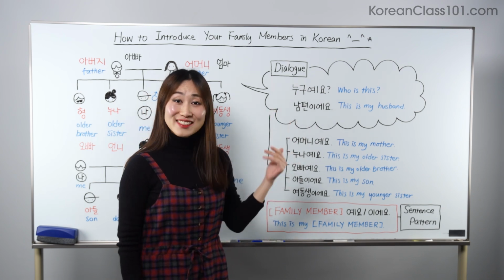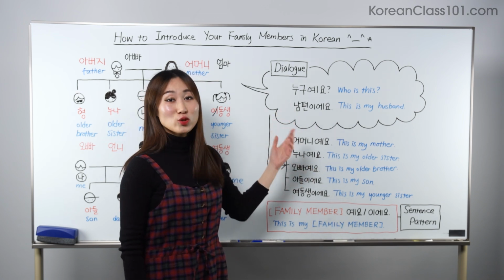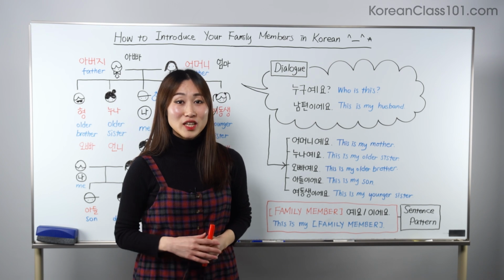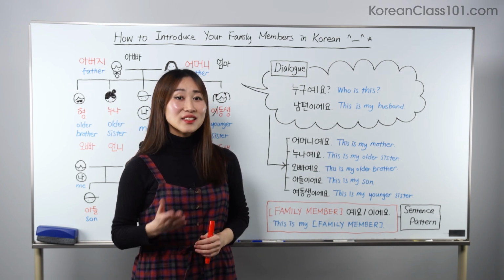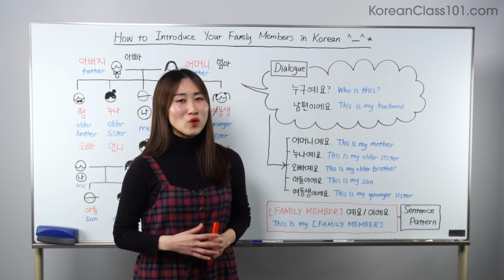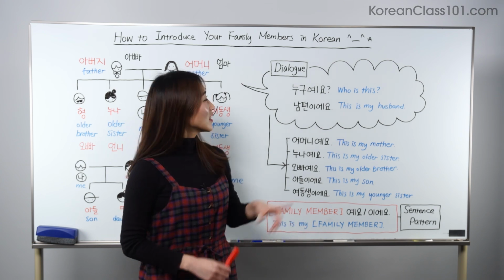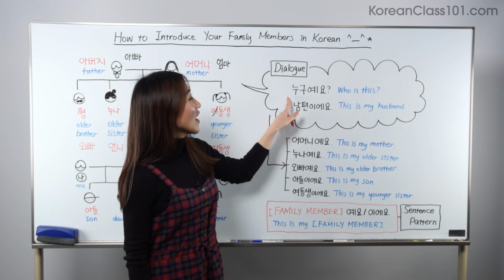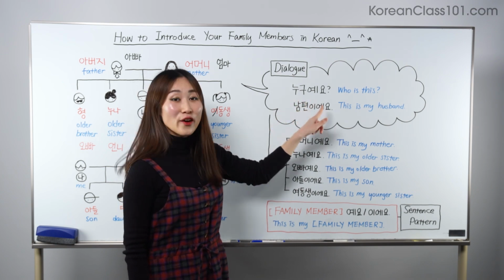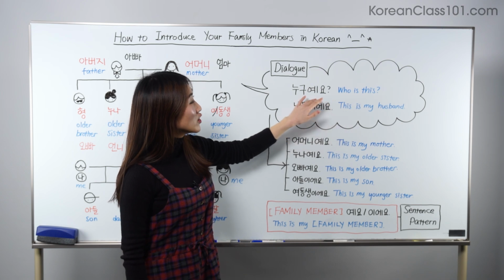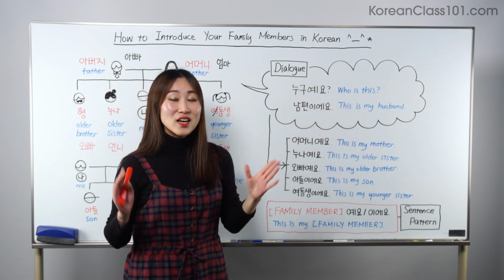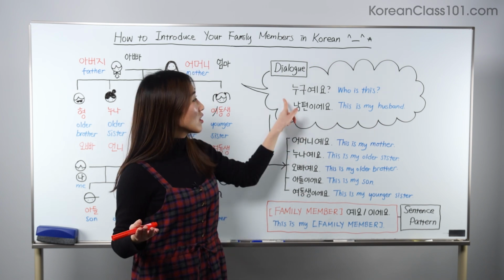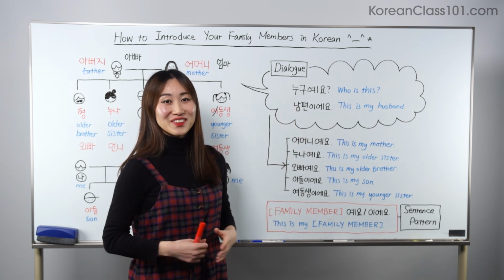누구예요? Who is this? 누구 means who. 예요 is from the verb 이다, meaning to be. It's technically a particle, but it works like a verb. 누구 is who, 예요 is. So there is no 'this' in the sentence. In Korean, we often omit some parts of the sentence because it's understood from the context.